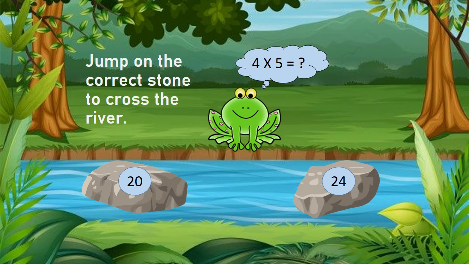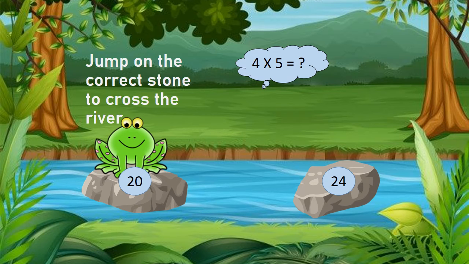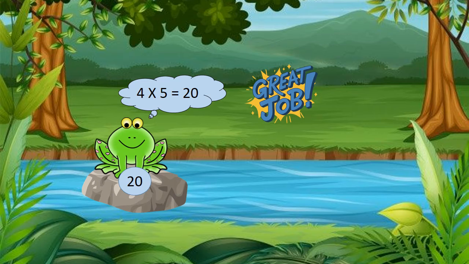Jump on the correct stone to cross the river. The frog has to jump on the correct stone, else it will fall down. What is 4 multiplied by 5? It jumps on 20. Yes, correct. 4 multiplied by 5 is 20.